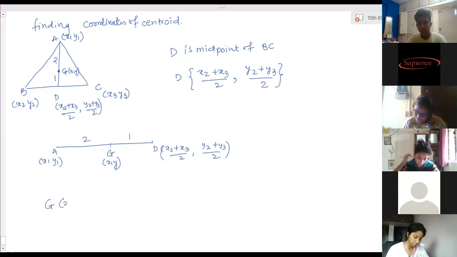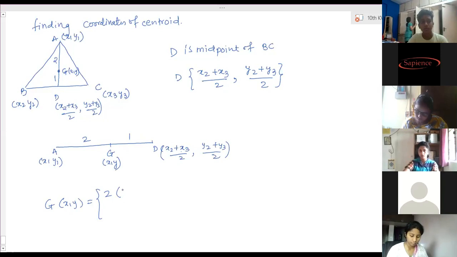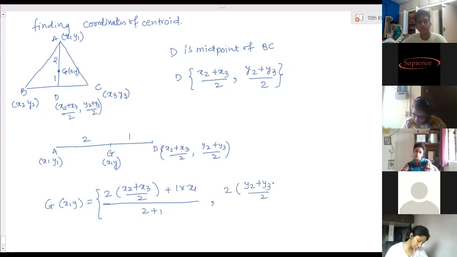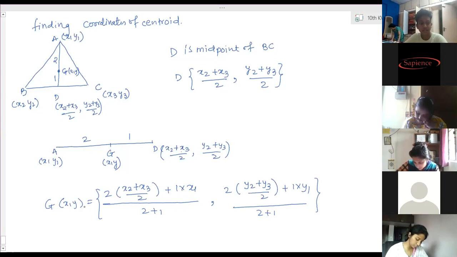So G(x, y) is equal to, section formula we have to use, cross multiply 2 into this plus 1 into this. 2 into (x2 + x3)/2 plus 1 into x1, divided by 2 plus 1, comma, y coordinate: 2 into (y2 + y3)/2 plus 1 into y1, divided by 2 plus 1. Clear this one?